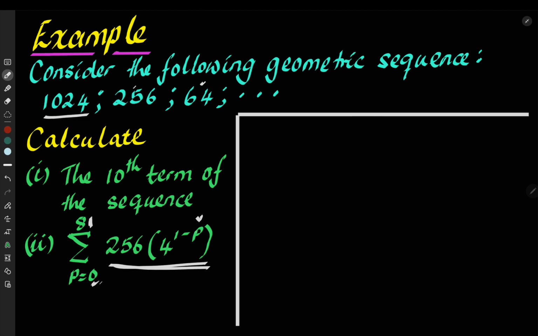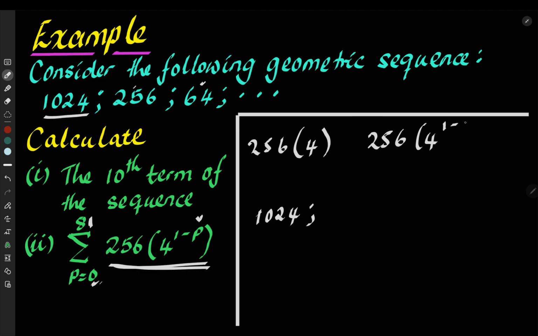If we put a 0 there, we are going to have 256 bracket 4 to the power 1 minus 0, that is just 4. So this gives us 1024. Then if we substitute a 2, you realize we're going to get 256 bracket 4 to the power of 1 minus a 2. And if you simplify that in your calculator, you realize that will be a value of 256.